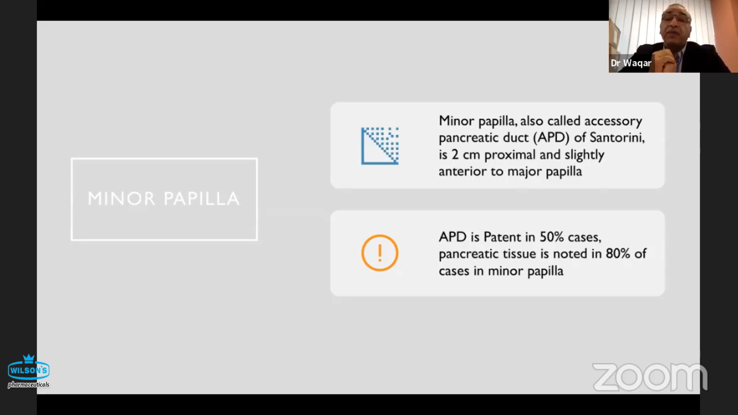Now, the minor papilla, also called the accessory pancreatic duct of Santorini, is 2 centimeters proximal and slightly anterior to the major papilla. It is patent in 50% of cases. Pancreatic tissue is also noted in about 80% of the cases in the minor papilla. Generally, I would regard that as a no-go area for most of the endoscopists here. We cannulate the minor papilla only in very special circumstances, and I think it should only be left to the experts.